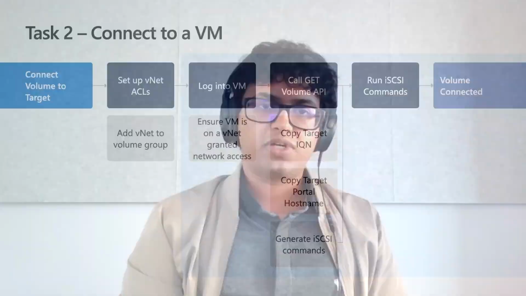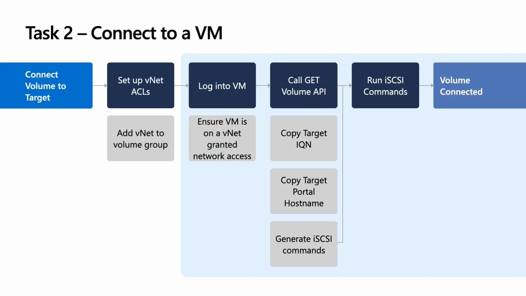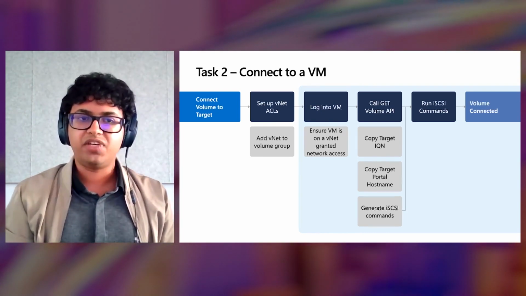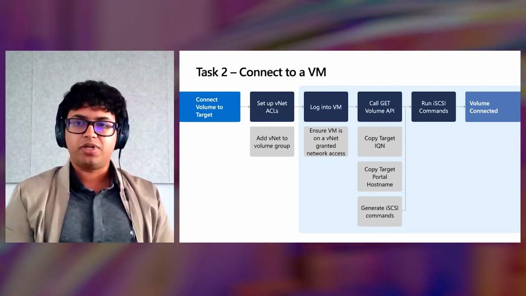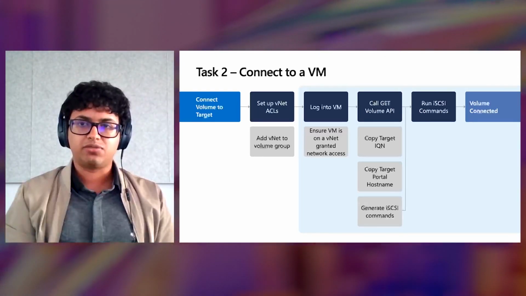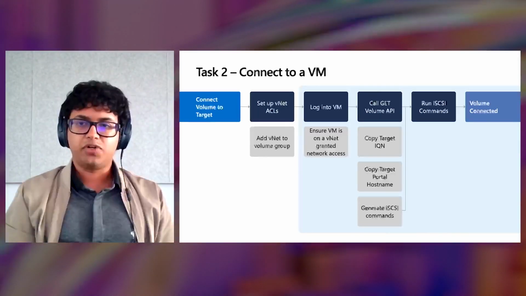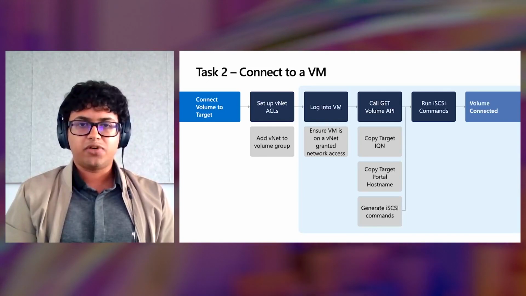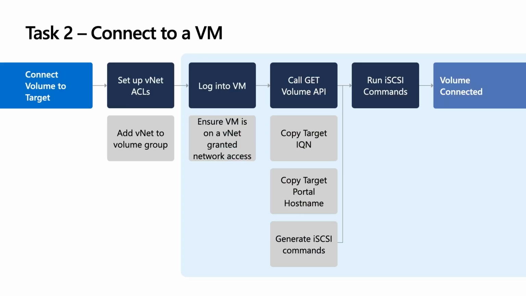So like before, here we have the workflow, and then I'll show you the demo after I talk you through this. We start off by setting up VNet ACLs. You need to set these up by adding a VNet to your volume group. As Yumin mentioned before, access to volumes is restricted by virtual network access rules. These can be set up during the creation of a volume group or by updating a volume group. We then log into the VM, we call the getVolume API, and we generate iSCSI commands based off of these parameters that I've detailed here, and I'll give you a little bit more context on that during the demo. We then run the iSCSI commands that we've generated, and voila, your volume should be connected.